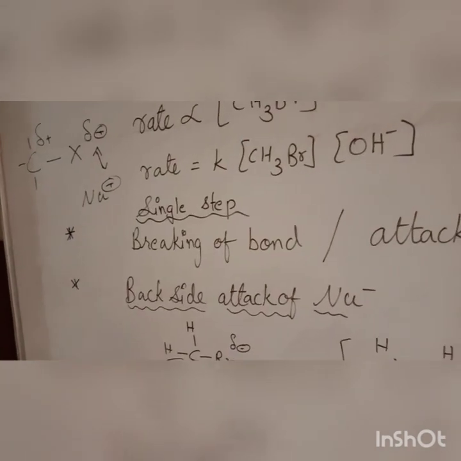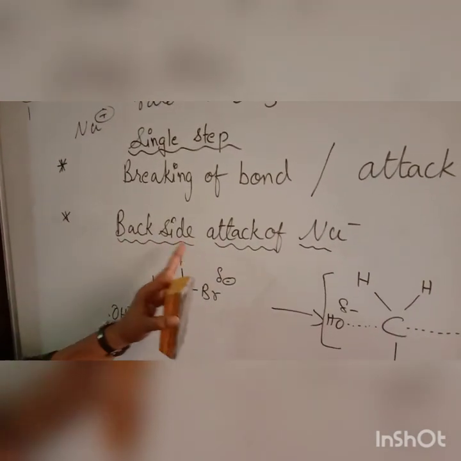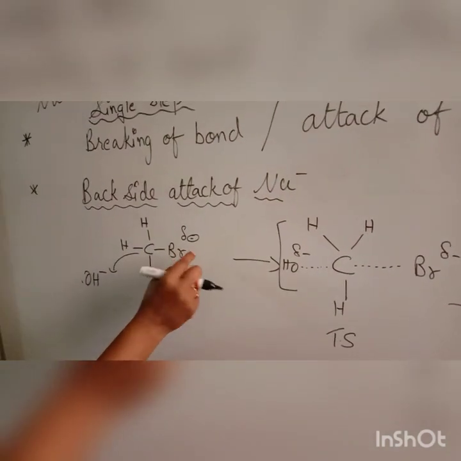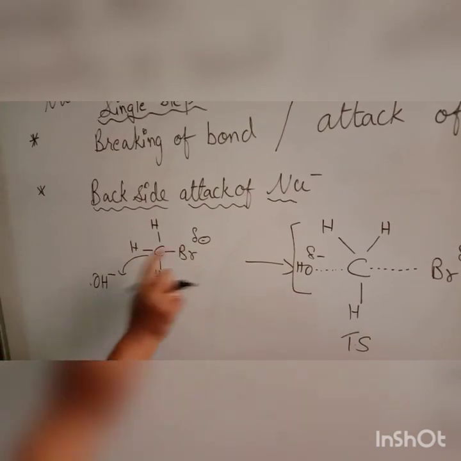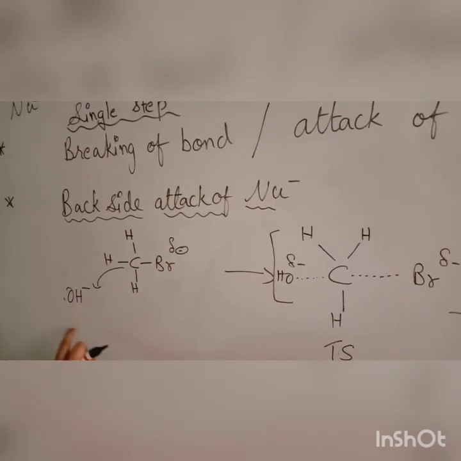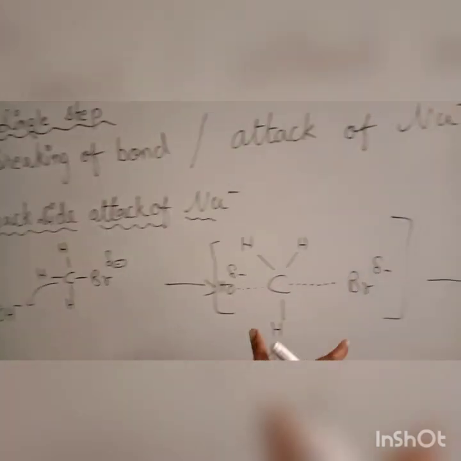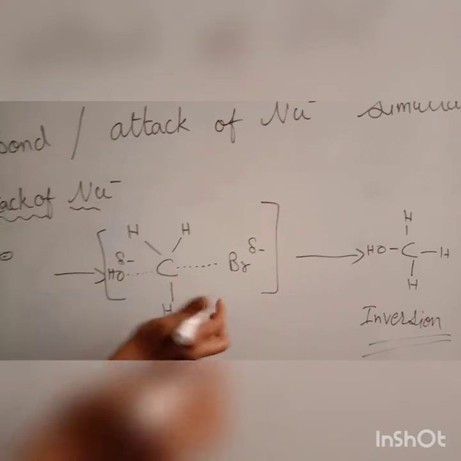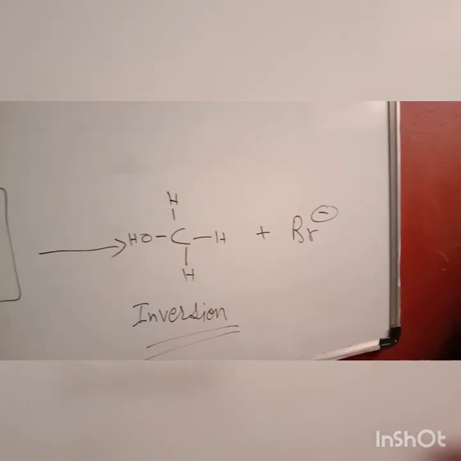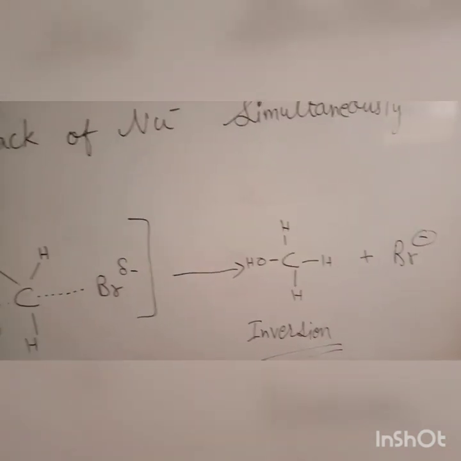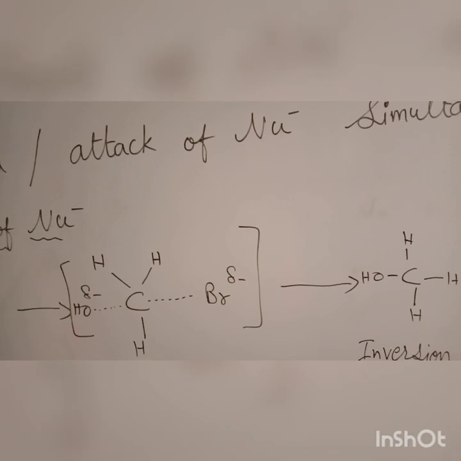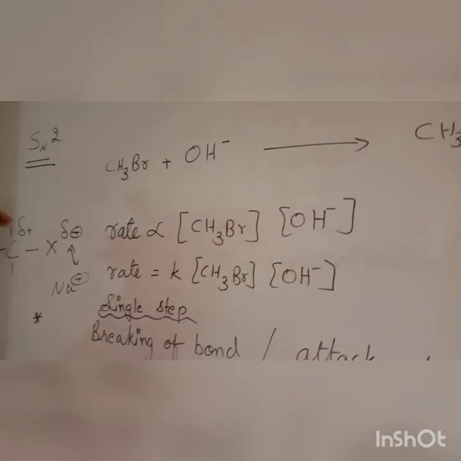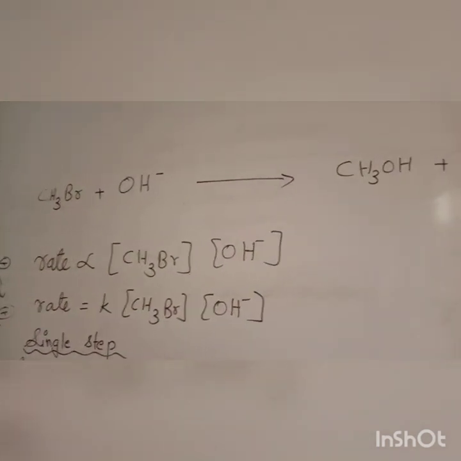Another point which we have to discuss in detail is the backside attack of the nucleophile. There is no chance that the attack can take place from the same side, because both are negatively charged, and therefore the force of repulsion matters. So, in the transition state we have the breaking of the bond and the attack of the nucleophile from the backside, and therefore we have inversion of configuration. Here also, in this transition state the energy required is high, in a single step reaction, and this is the mechanism for the substitution nucleophilic bimolecular reaction.